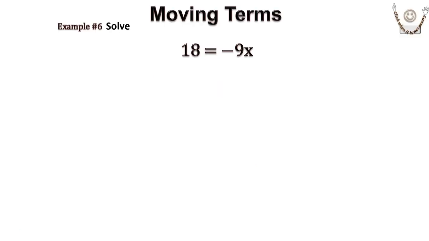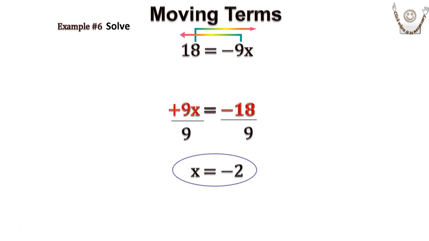If we want to see our equation in a more familiar presentation, we can move negative 9x from the right to the left and positive 18 from the left to the right. And we will have positive 9x equals negative 18, divided by positive 9 on both sides. We can solve an equation.